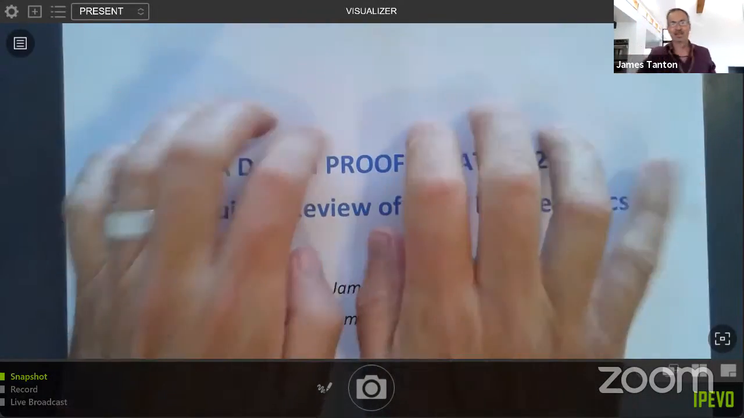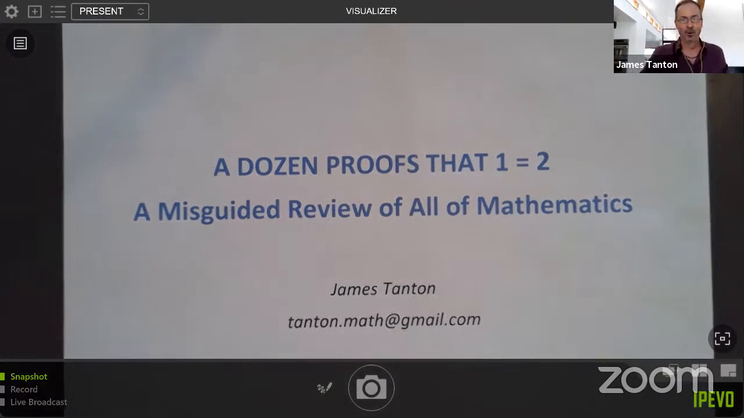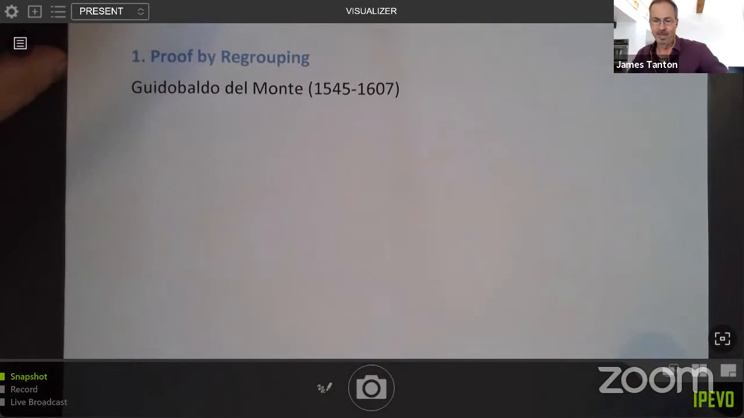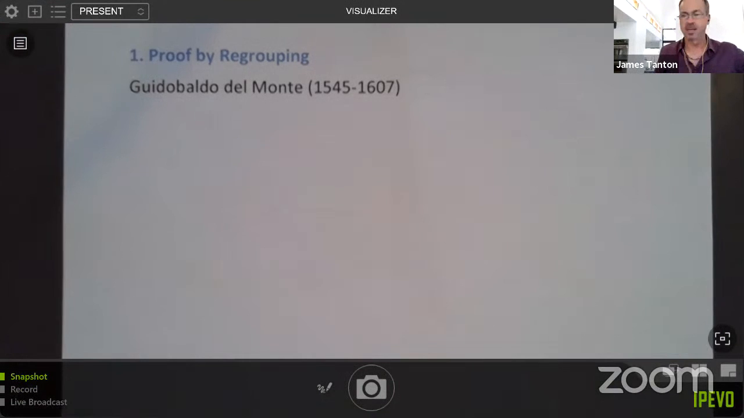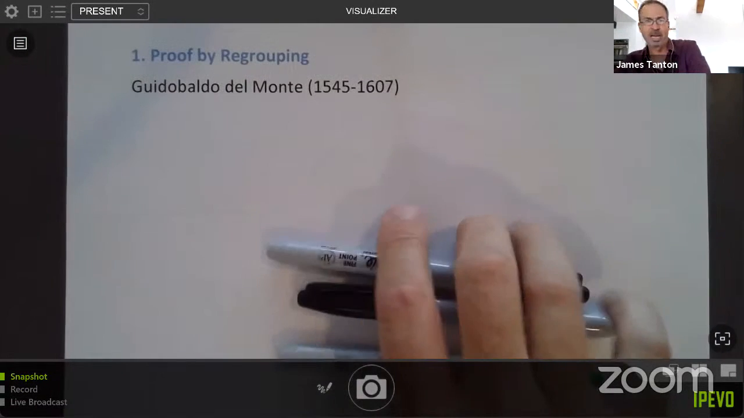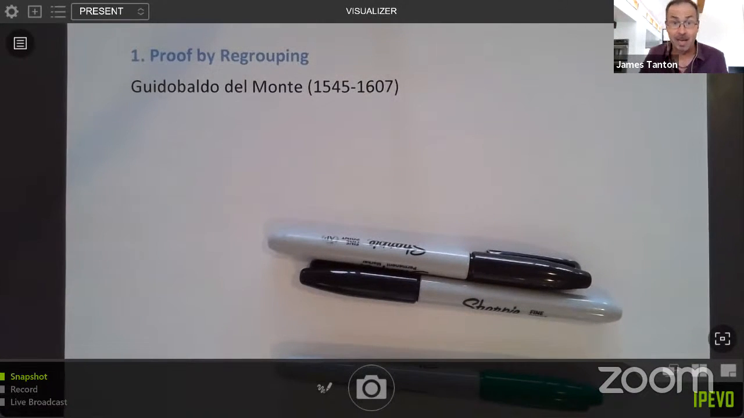All right, here goes. I'm going to give a dozen proofs that 1 equals 2. Here comes proof number 1. In fact, I'll start with a famous piece of history. This is a historical proof. It goes back about 500, 600 years to Guidobaldo del Monte, a friend and a patron of Galileo. So he was a big dude back in the 1500s. And he did something astounding.